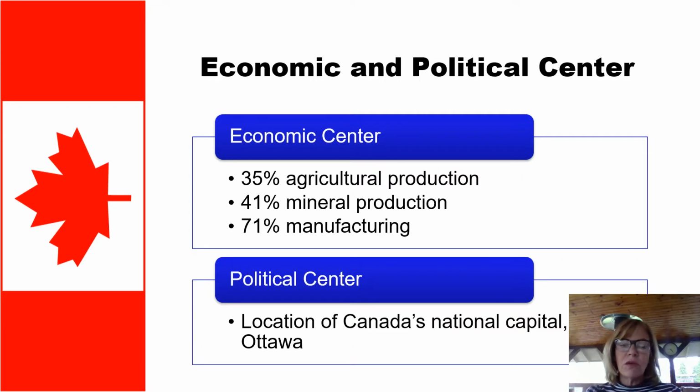Right. Okay, so here, this is the heart of Canada because you've got agricultural activity. It's not all of it. Most of that takes place in the prairie provinces, but 35% is respectable, right? But there's mineral production too, but the main thing is manufacturing. Most people in Canada are involved in the service industry, though. This is also the political center because you have the nation's capital, which is located at Ottawa.